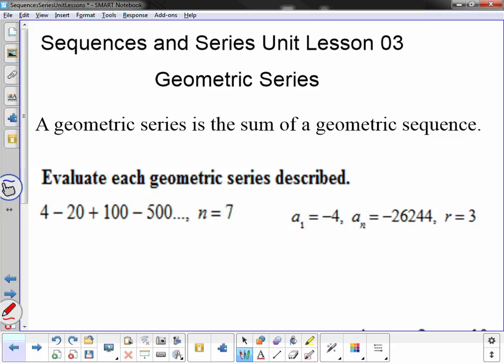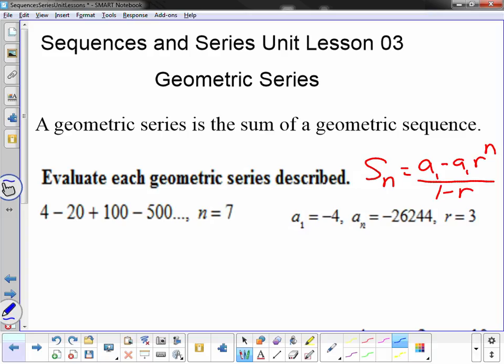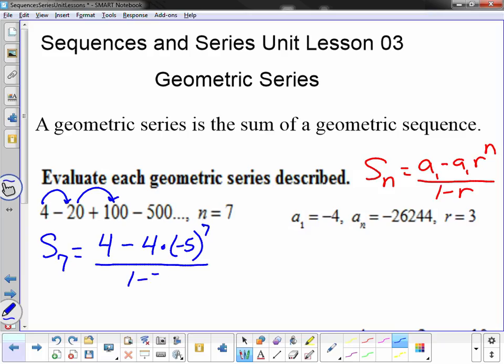And if we use that formula we just saw, s sub n equals a sub 1 minus a sub 1 times r to the n over 1 minus r. There's our formula. Let's go ahead and use that formula. I know my sum to the 7th term is going to be my first term, 4, minus 4 times, well, what's my common ratio? How can I go from 4 to negative 20? Or from negative 20 to positive 100? That's multiplying by a negative 5. My common ratio is a negative 5. And then I want that raised to the 7th power. And then I divide this by 1 minus a negative 5.